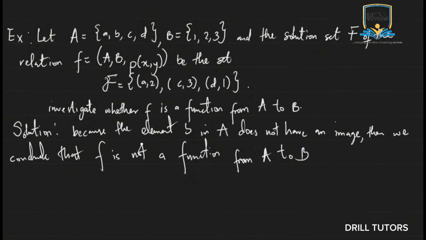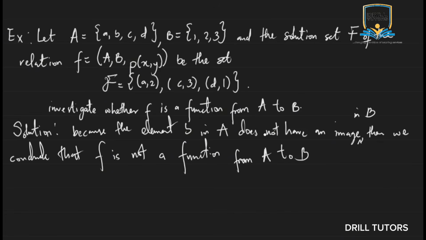Or you can just say because the element B in A does not have an image in B. Do you understand? To make it more balanced, in set B. So it does not have an image in set B. In B, then we conclude that F is not a function from A to B.